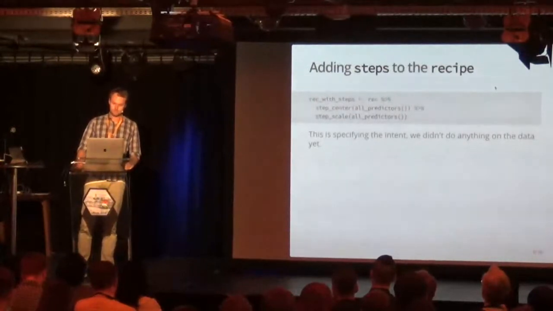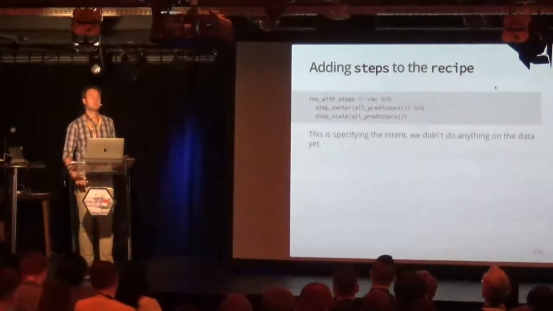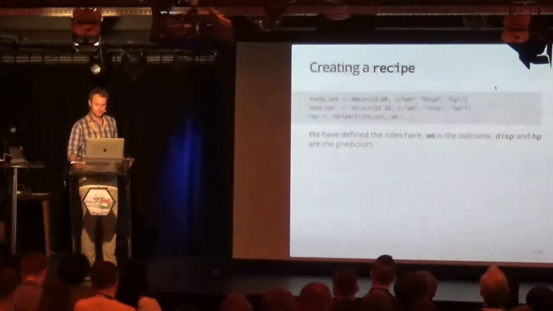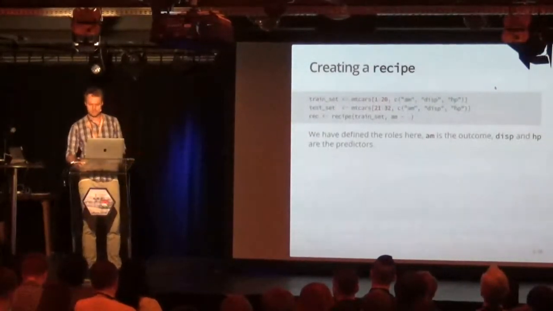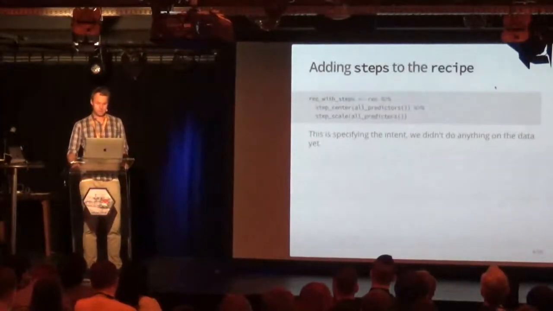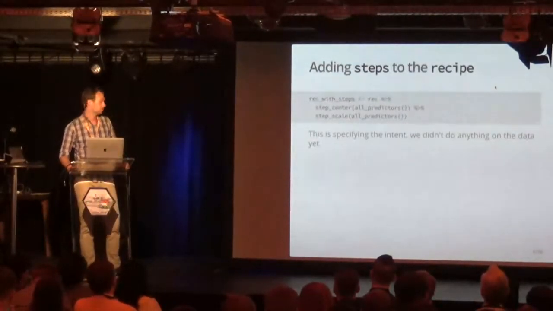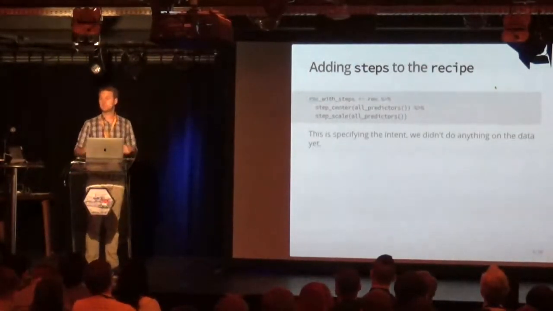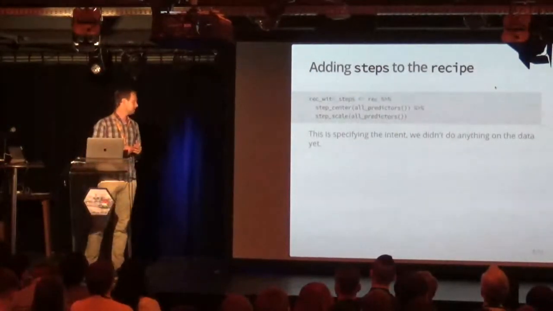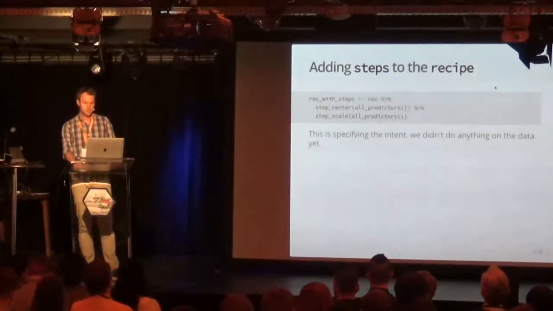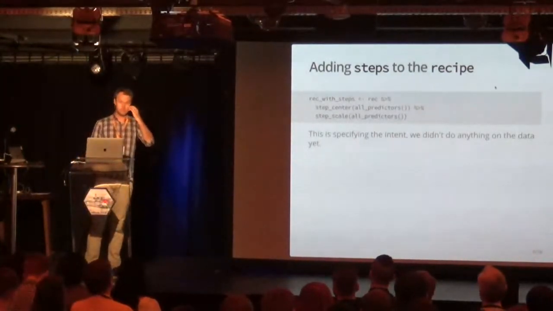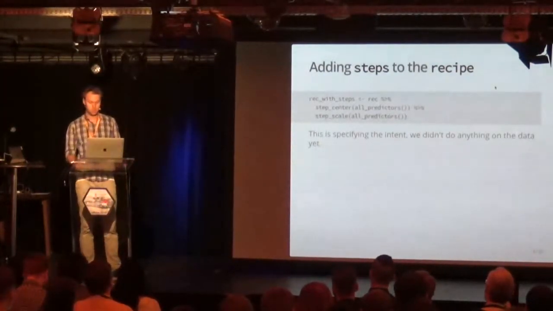And here you see 2 steps added to the recipe. So here the rec object is the recipe, so that's just an empty recipe, no steps added to that yet. And here we add 2 steps to that. So the first one is centering, which is just subtracting the mean. And the second one is scaling, which is dividing by the standard deviation. And you also see that the tidyselect package is used, so all predictors.